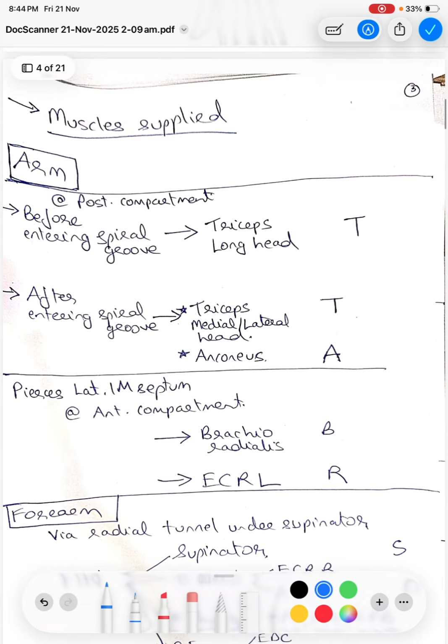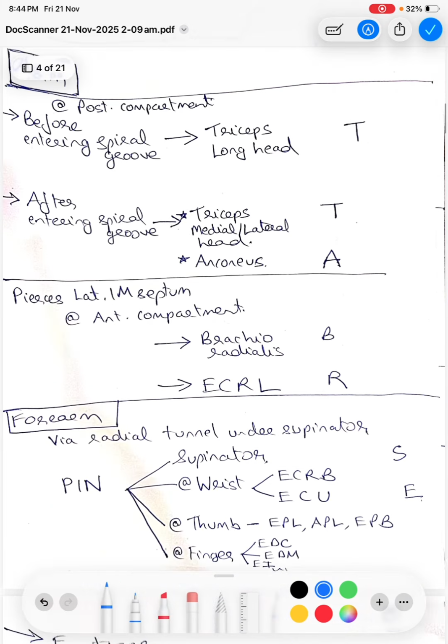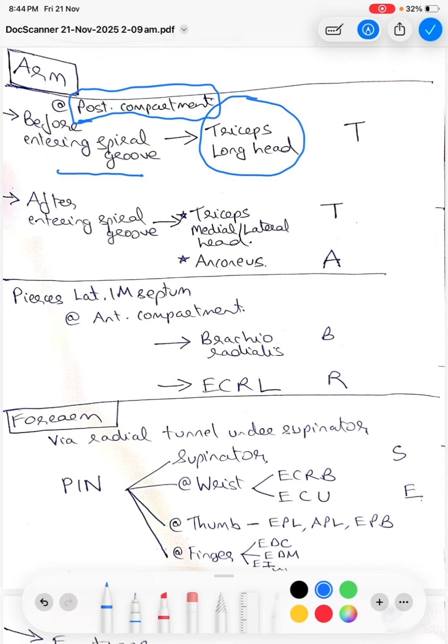Now what we are going to discuss is the muscles supplied at each location. This is important. Okay, so in the arm, after going distally from the axilla, when the nerve is in the posterior compartment, before entering the spiral groove, it supplies the long head of triceps.